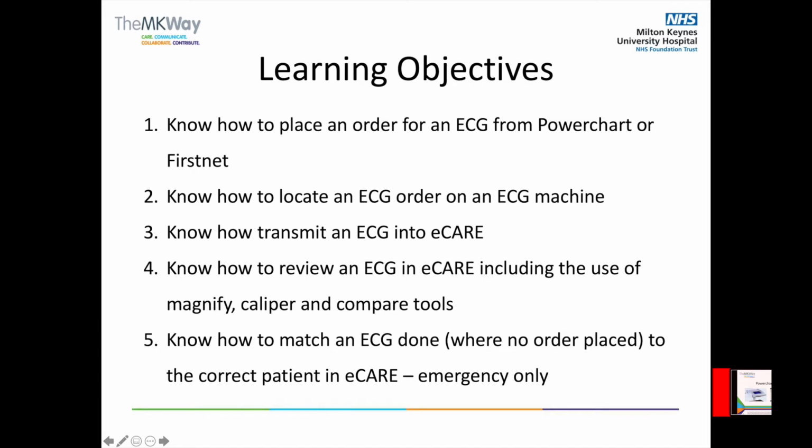In this video, you'll learn how to place an order for an ECG from Powerchart or FirstNet, how to locate an ECG order on an ECG machine and transmit the ECG into eCare. You'll learn how to review an ECG in eCare, including the use of the magnify, caliper and compare tools. And finally, you will learn how to match an ECG done when no order has been placed to the correct patient in eCare, typically an emergency workflow only.